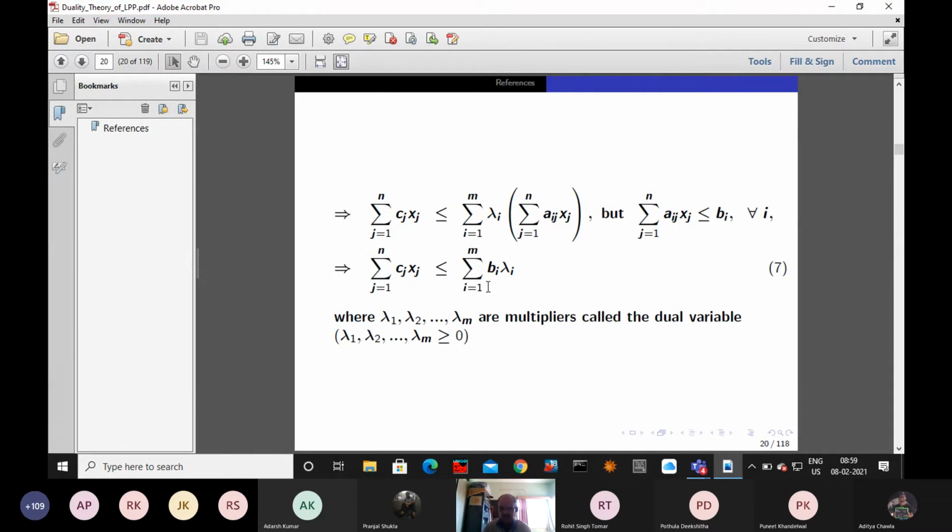Okay. And lambda 1, lambda 2, lambda m are the dual variables. So the dual variables are not available in the primal problem. By default, maybe in both, but they are available in the dual problem. Okay.